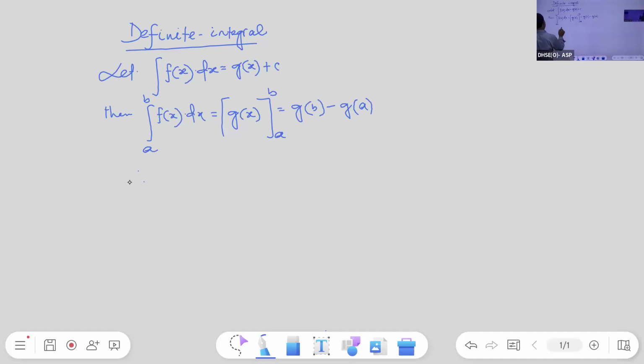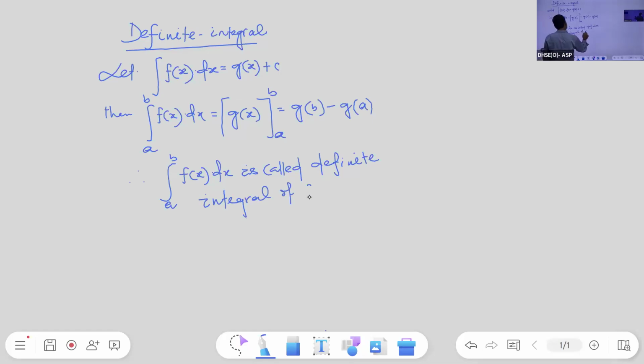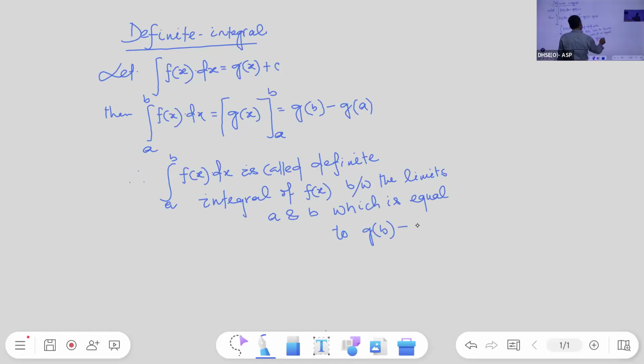Thus, integral a to b f of x dx is called the definite integral of f of x between the limits a and b, which is equal to g of b minus g of a.